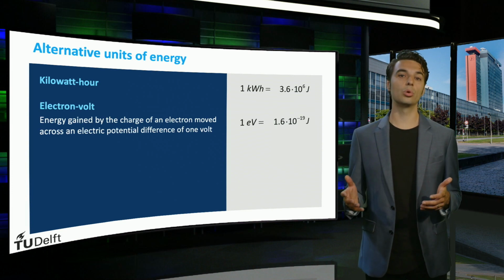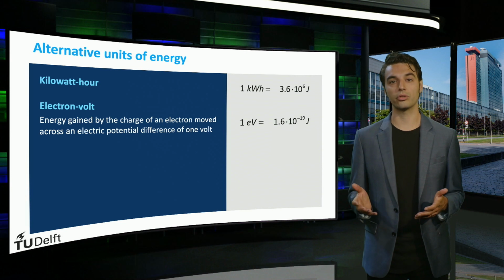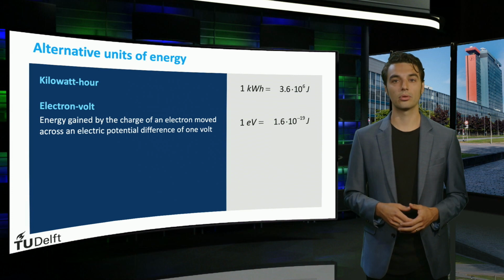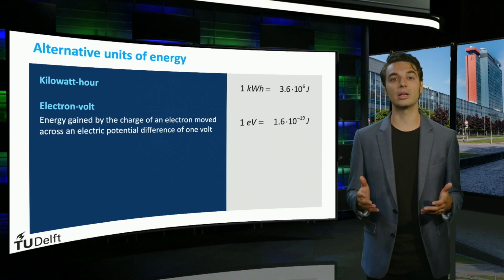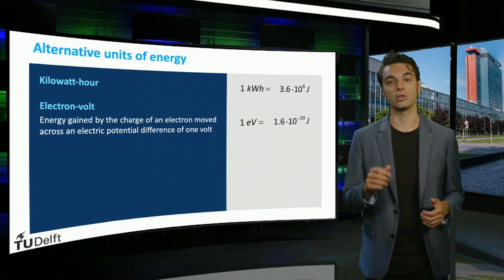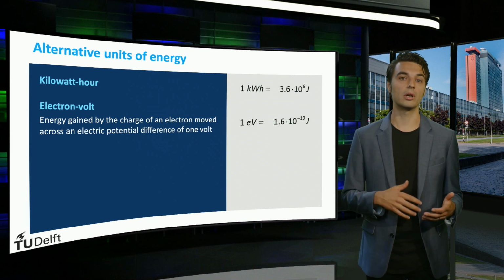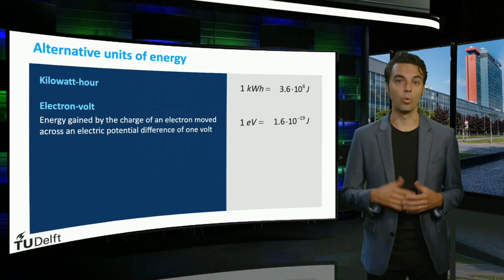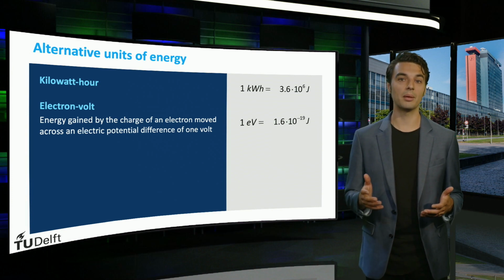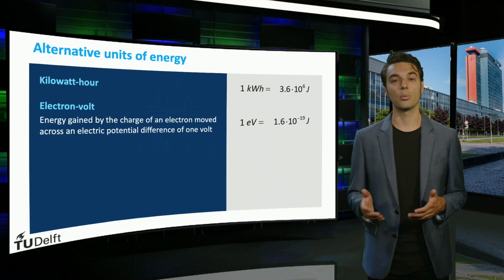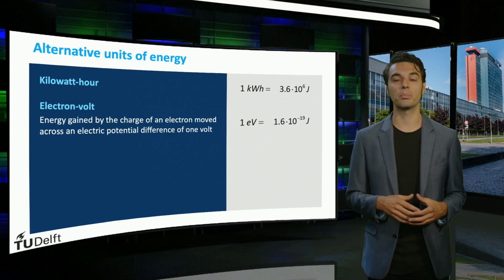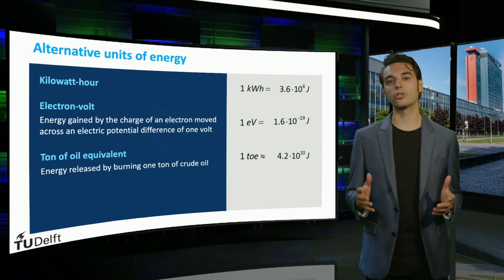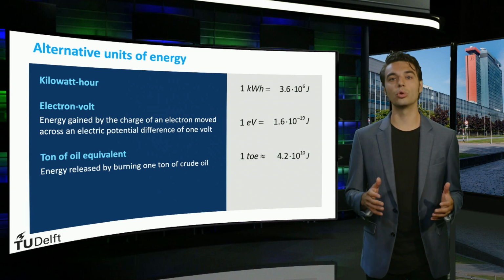The amounts of energy used in the atomic physics relevant for solar cells, on the other hand, are very small. We therefore use the unit electron volts. An electron volt is the amount of energy a body with a charge of 1 elementary charge gains or loses when it's moved across an electric potential difference of 1 volt. 1 electron volt is therefore equal to the elementary charge times 1 volt, which equals 1.6 times 10 to the power minus 19 joules.